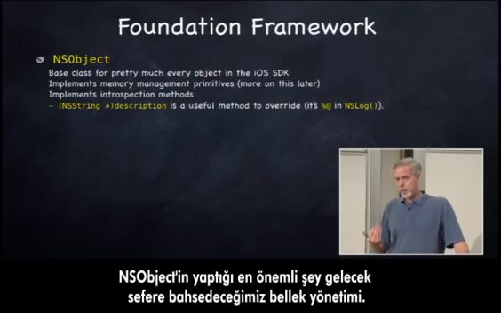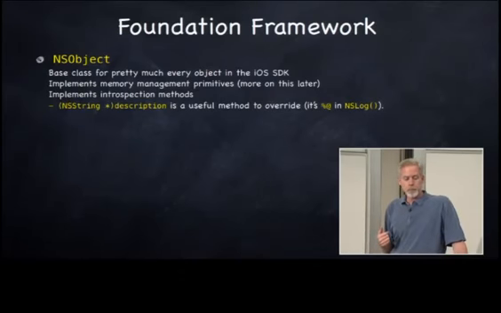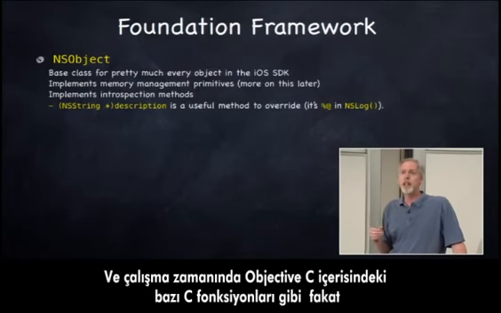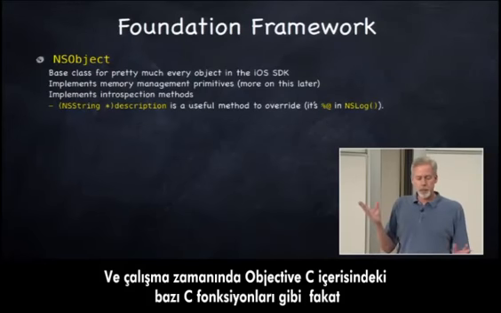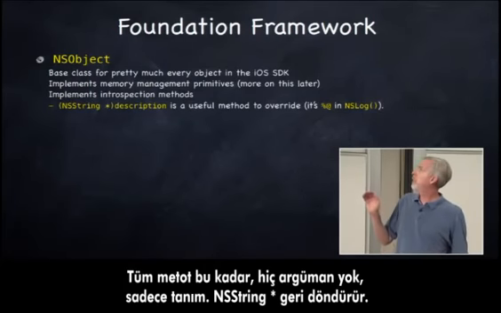The main things that NSObject does: memory management, which we're going to talk about next time. That's probably its main thing. It also does the introspection. It has those methods like isKindOfClass and things like that, which really cover some C functions in the Objective-C runtime, but nice object-oriented methods. It has a great method, description. That's the whole method, no arguments, just description. Returns an NSString star.